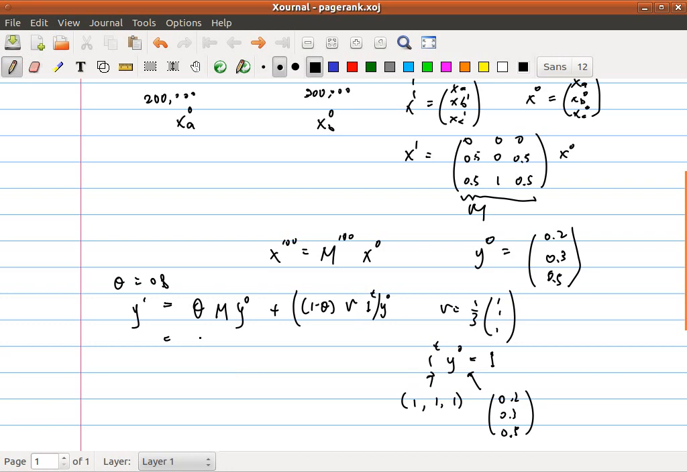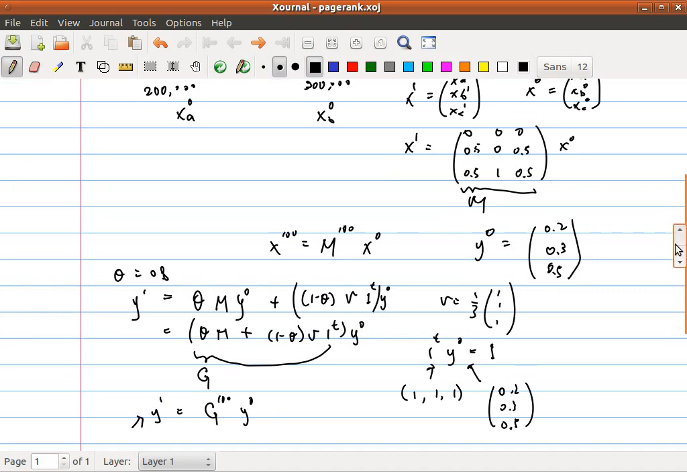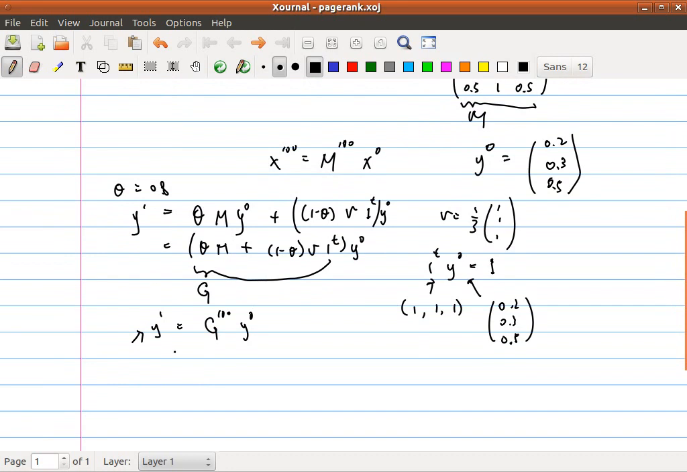Therefore, I can rewrite that as y1 is equal to theta M plus 1 minus theta v 1 transpose, times y0. Now this is the update matrix that we can use. For example, we can call this G, the Google matrix. And as we did previously, if we keep iterating G many times, we will eventually find the fraction of people reading each of the pages as it converges over a long period of time.